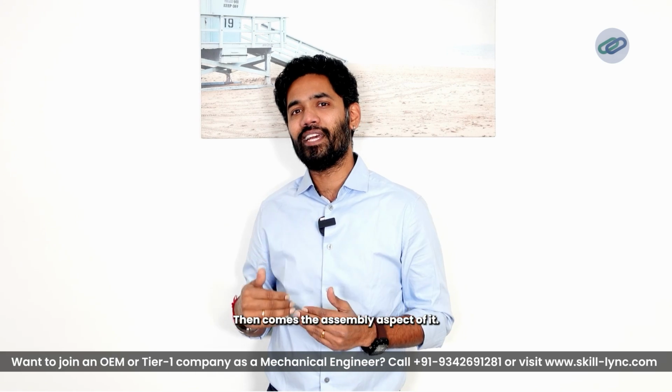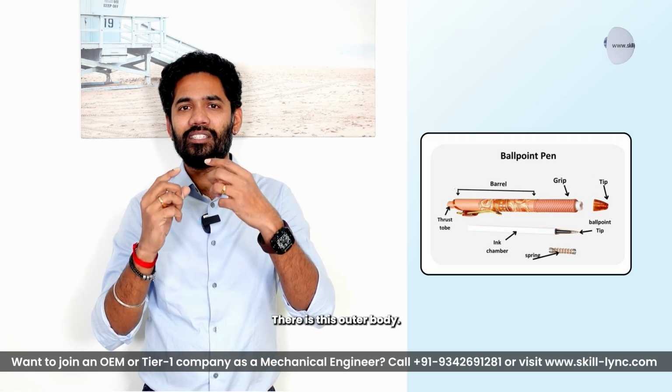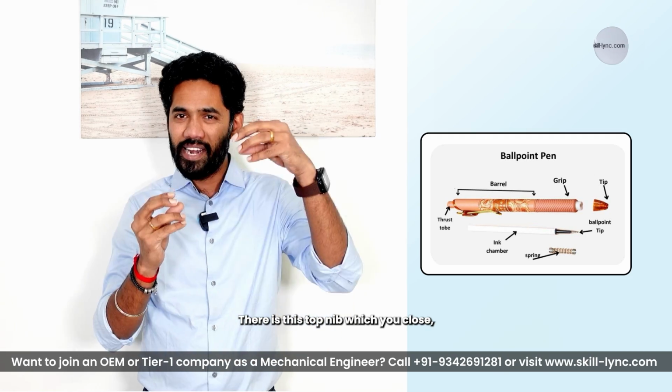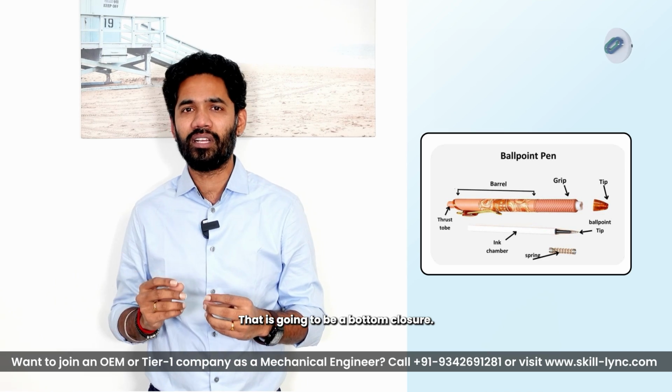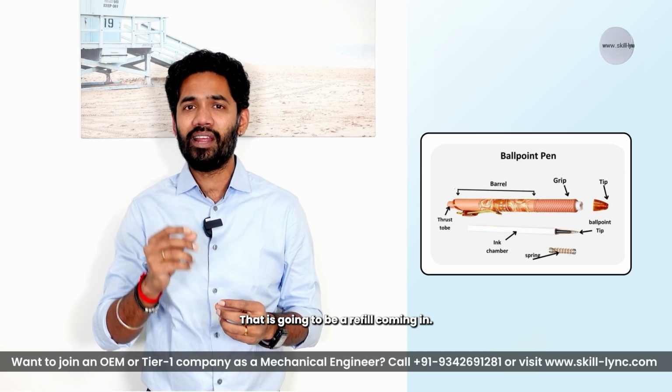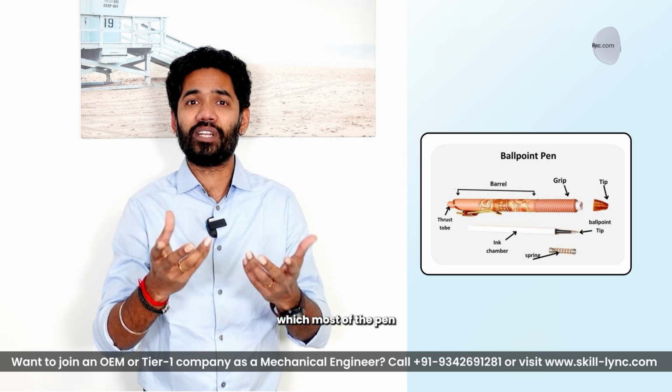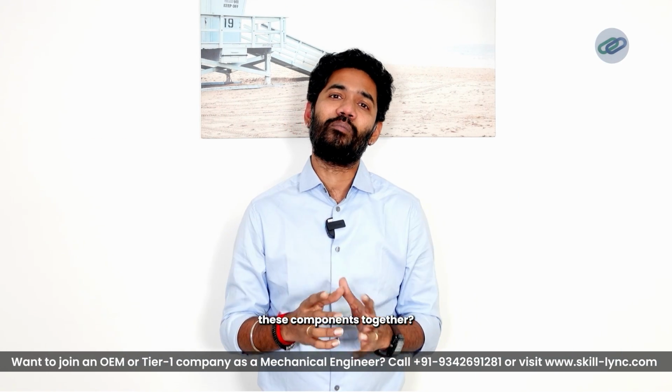Then comes the assembly aspect of it. How am I going to assemble these components together? A pen is not a single piece. There is the outer body, the top cap which you close, a bottom closure, a refill coming in, and this rubber strip which most pens have for you to have the grip on it. How am I going to assemble these components together? What methodologies do I follow to assemble these components?